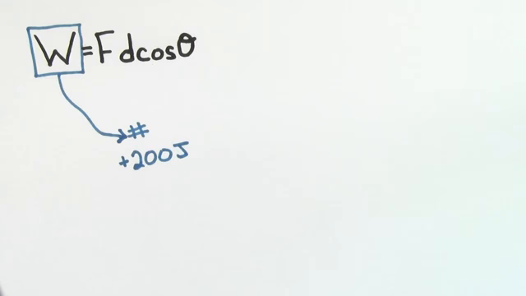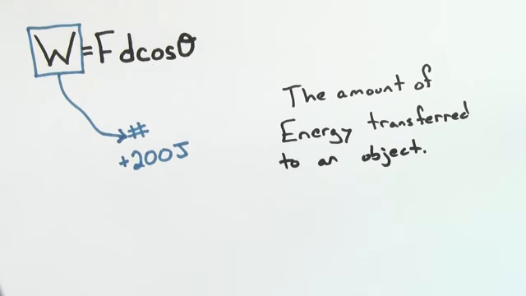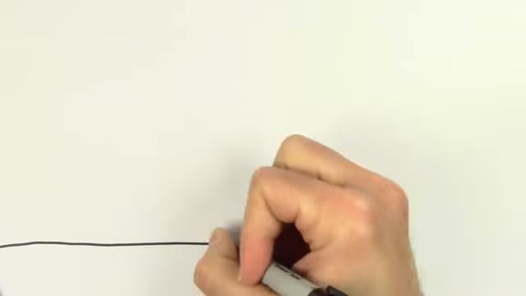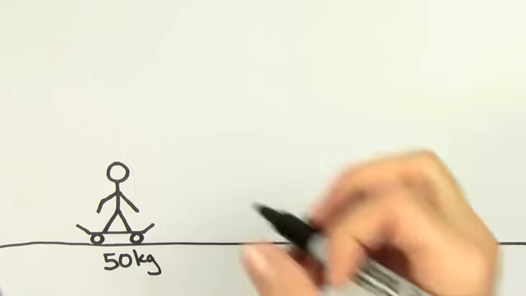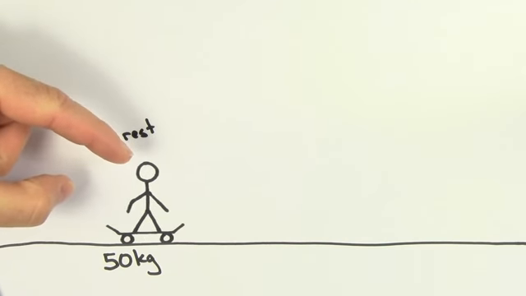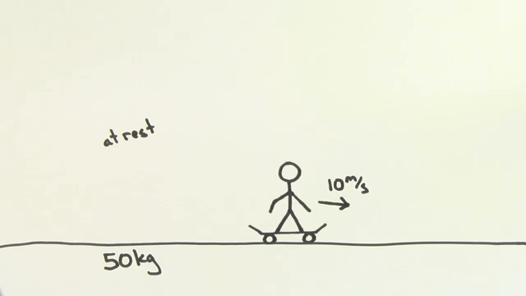So if you have a way of determining the amount of energy that something gains or loses, then you have an alternate way of finding the work done, since the work done on an object is the amount of energy it gains or loses. For instance, imagine a 50-kilogram skateboarder that starts at rest. If a force starts the skateboarder moving at 10 meters per second, that force did work on the skateboarder since it gave the skateboarder energy.